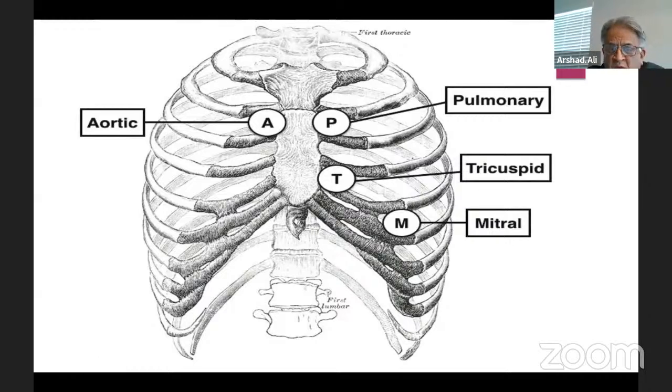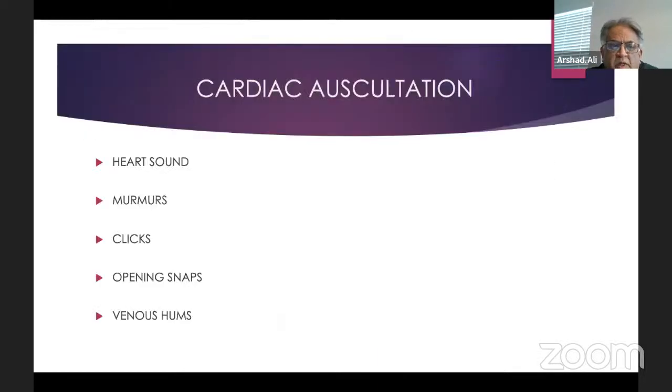Now we do auscultate for radiation in the carotids, radiation to the apex, and further into the axillary area also. And sometimes you can hear some of these murmurs in the back around the scapula and interscapular areas. In terms of cardiac auscultation, what you are auscultating for is the basic heart sounds, then murmurs, clicks, opening snaps, and venous hums. They all have different reasoning behind them, and they also have different implications.